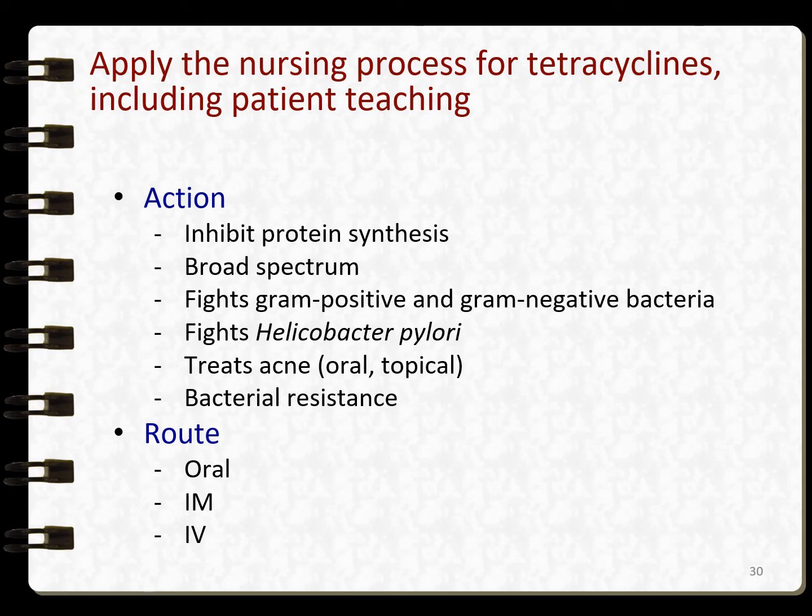So now we're going to look at tetracyclines. The action of tetracyclines is to inhibit protein synthesis. These are usually broad spectrum. They fight gram-positive and gram-negative bacteria. They usually fight Helicobacter pylori and treat acne. That can be done with oral or topical use. Bacteria can become resistant. It's going to be IV, IM, or an oral route that this medication is administered.